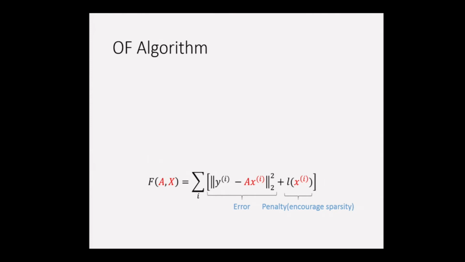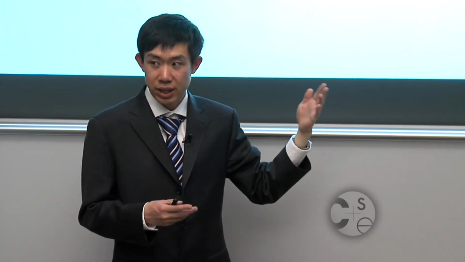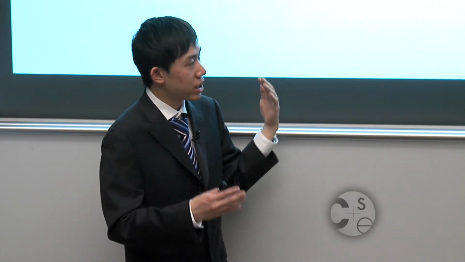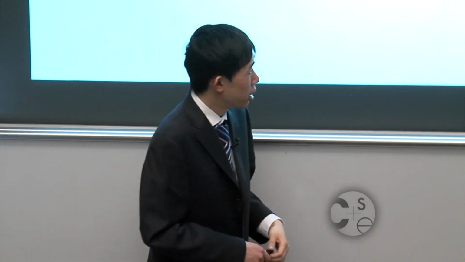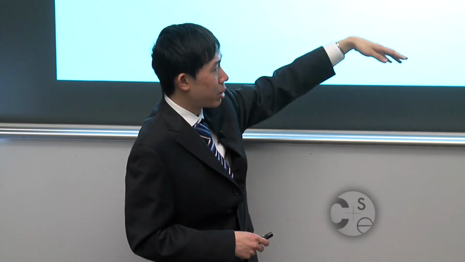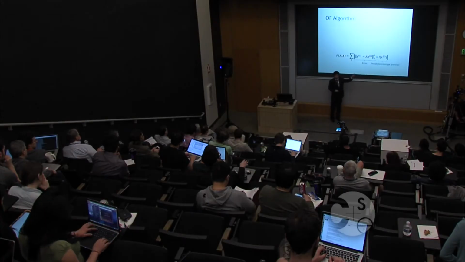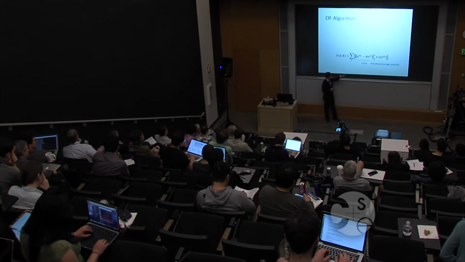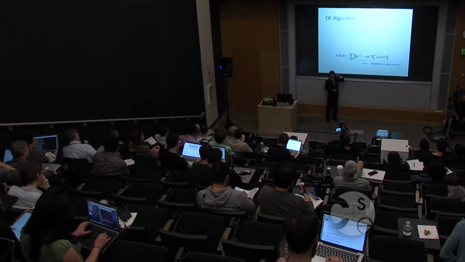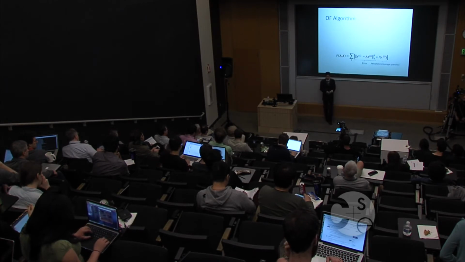The second term will be a penalty term that encourages sparsity of the solution. This is a term that only depends on the sparse code matrix X, and it will be large if X is not sparse, and small if X is sparse. So hopefully when we optimize the sum of these two terms, eventually we get a solution that's both accurate because of the first term and also sparse because of the second term.